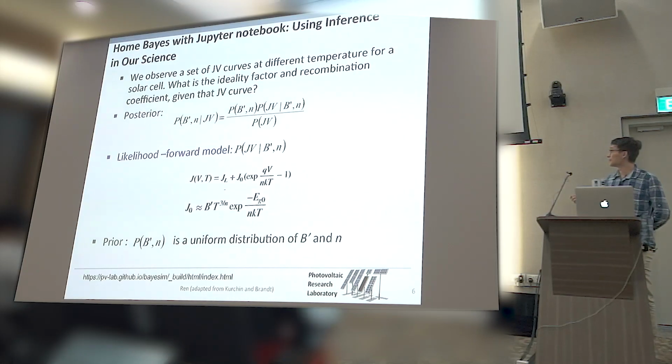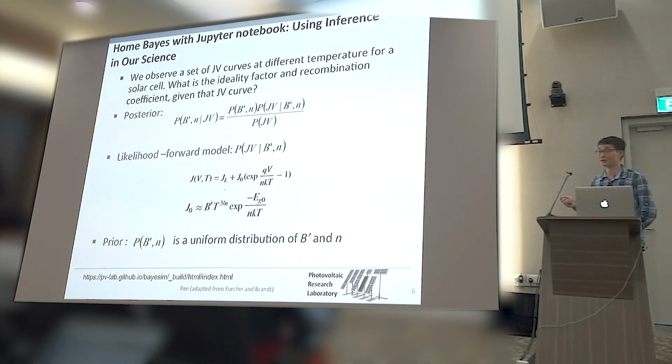And the N in both terms is the same, so it's the ideality factor of your diode. Okay, so by knowing B prime and N, and as we experimentally vary T and V, we will be able to get J, right? So for every set of B prime, N, V and T, we will get a single current value. So that's essentially our likelihood.